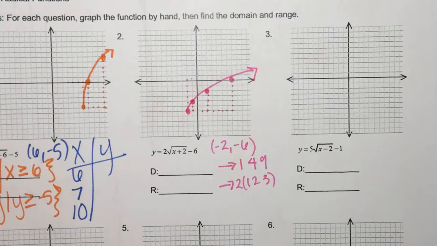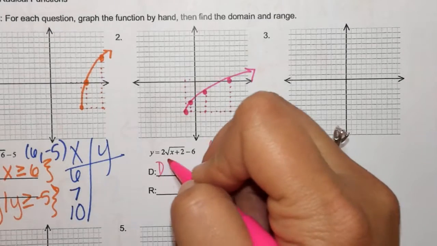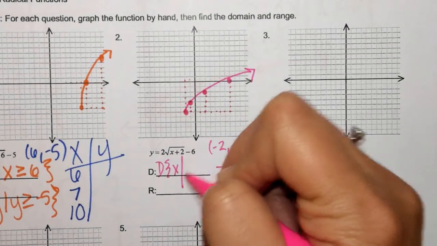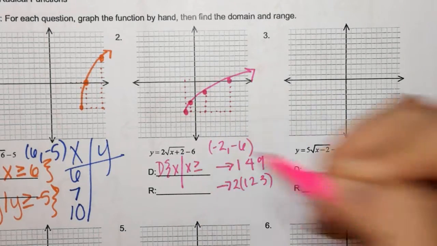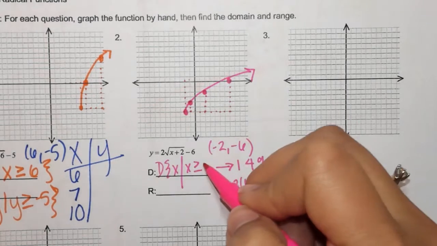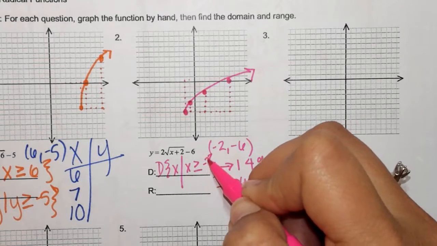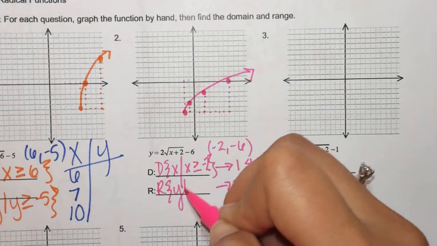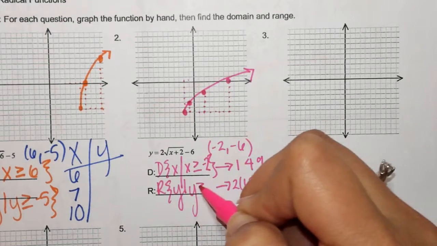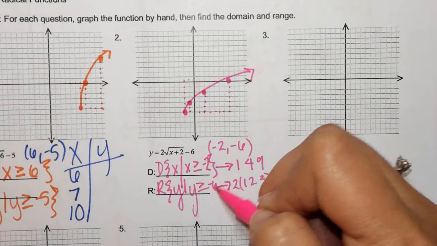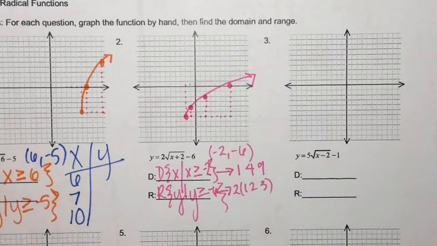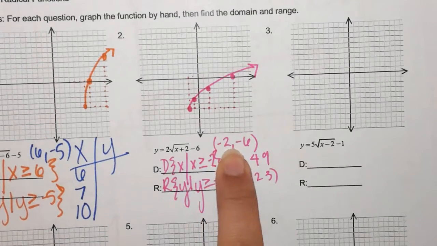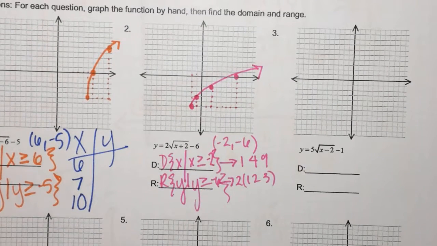Okay, now what is our domain? Remember, domain is your smallest x value. So what is our smallest x value? Negative 2. And what's our range? What's our smallest y value? Negative 6. And it's always going to be your vertex or your starting point. So you can just take these numbers, wherever your vertex is, and plug it into your domain and range. That's all you do.